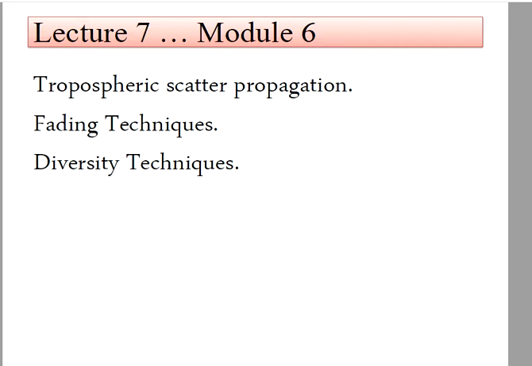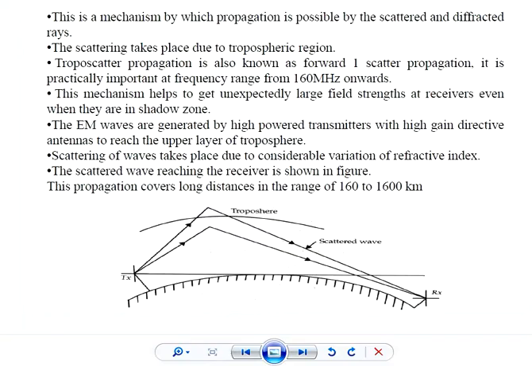Dear students, welcome to another lecture of Module 6. In this lecture, we are going to discuss the tropospheric scatter propagation, different fading techniques and different diversity techniques. Okay, we shall see the first topic, that is tropospheric scatter propagation.